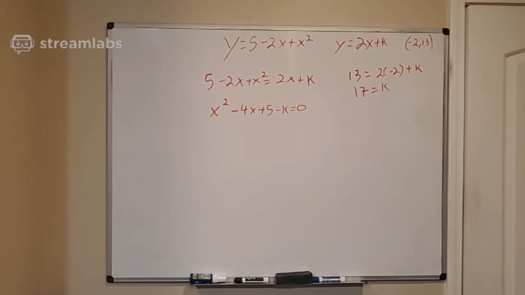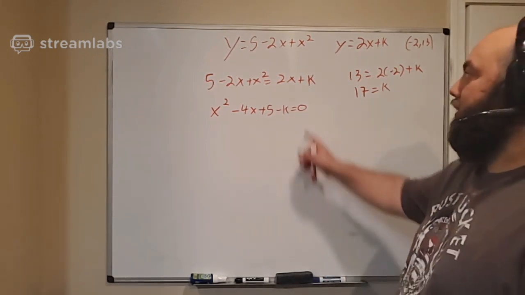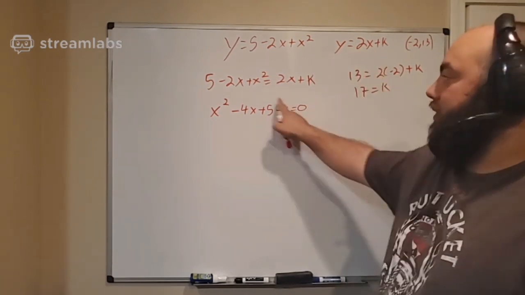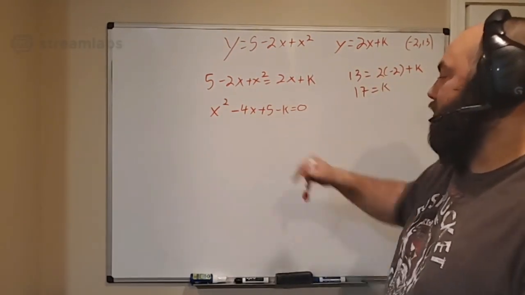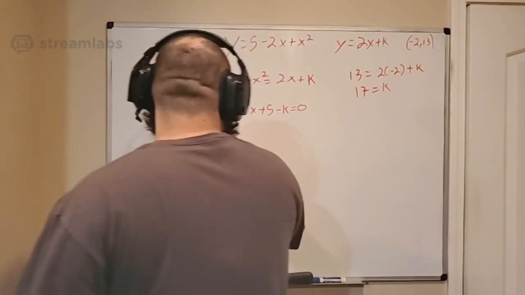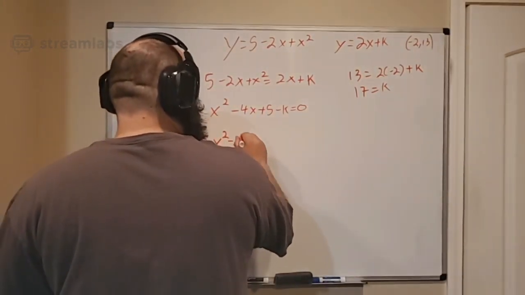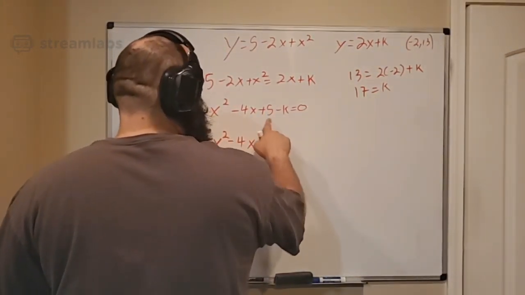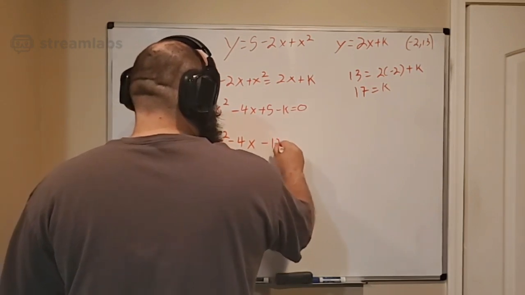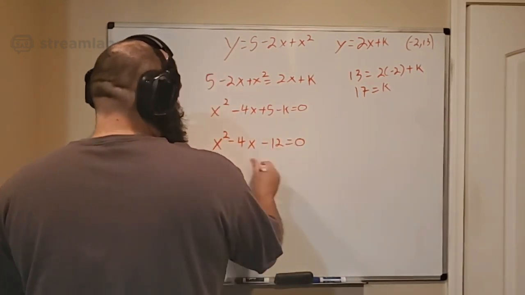I solved for x. Okay, I set the y equals 2x plus 17 and the 5 minus 2x plus x squared equal to each other. So you set the right-hand sides equal to each other, which we've already done in part 1, so I can just replace my K value to make it a little easier for you. So you don't have to write all that back out. So x squared minus 4x plus 5 minus 17, which is minus 12, which is equal to 0. Solve for your x, so at negative 6, positive 2.